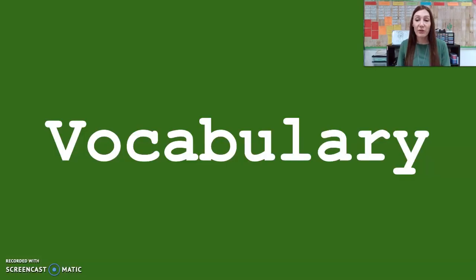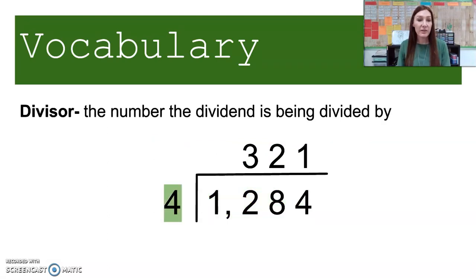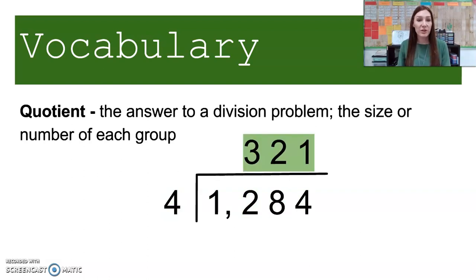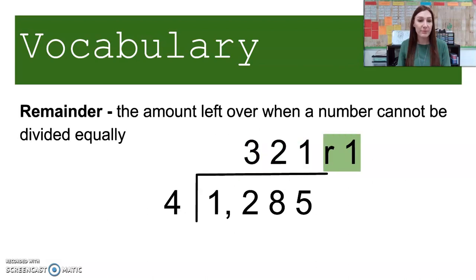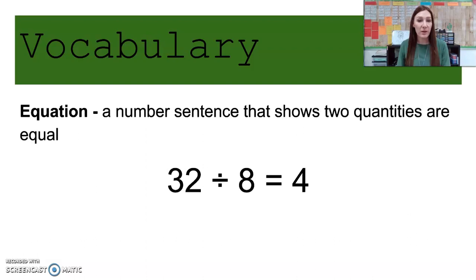Let's quickly go over our vocabulary for our lesson today. Dividend is the number that is being divided. Divisor is the number the dividend is being divided by. Quotient is the answer to a division problem, the size or number of each group. Remainder is the amount left over when a number cannot be divided equally. Expression is a mathematical phrase without an equal sign. Equation is a number sentence that shows two quantities are equal.